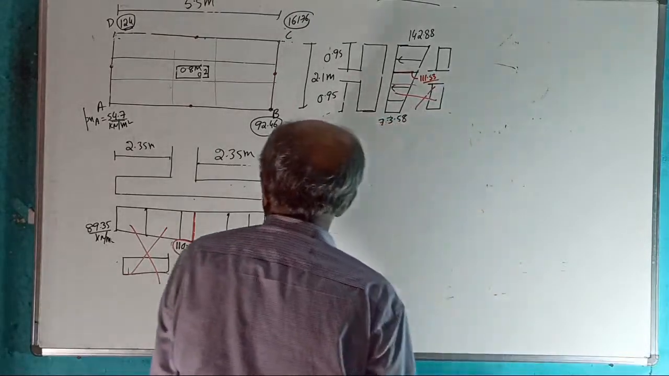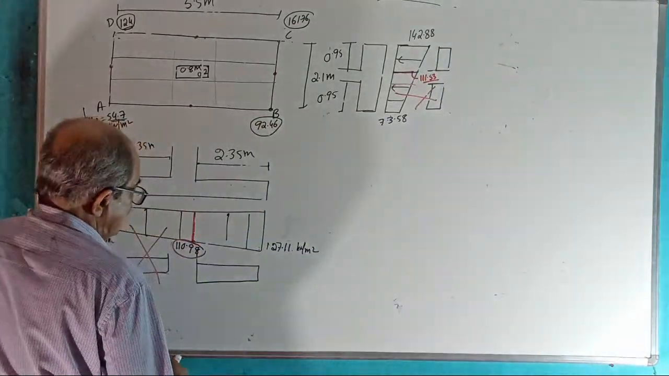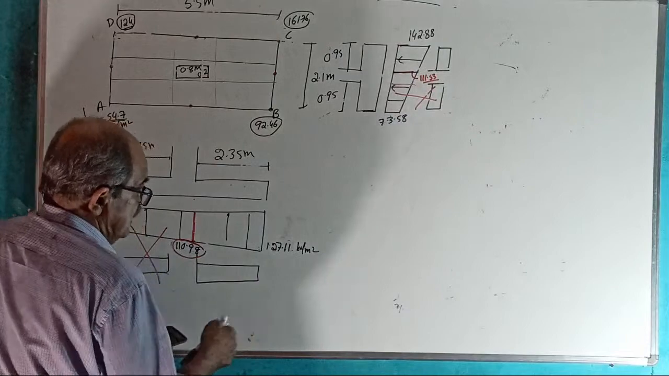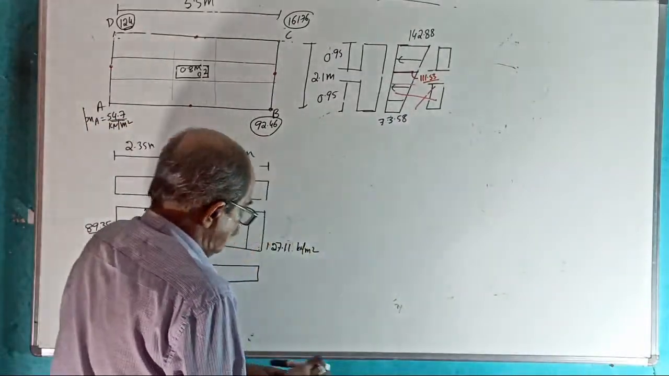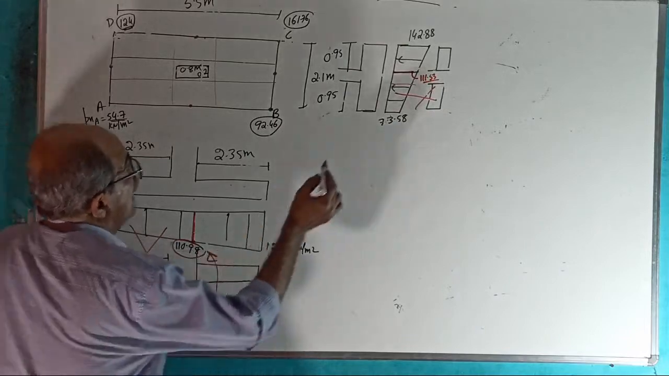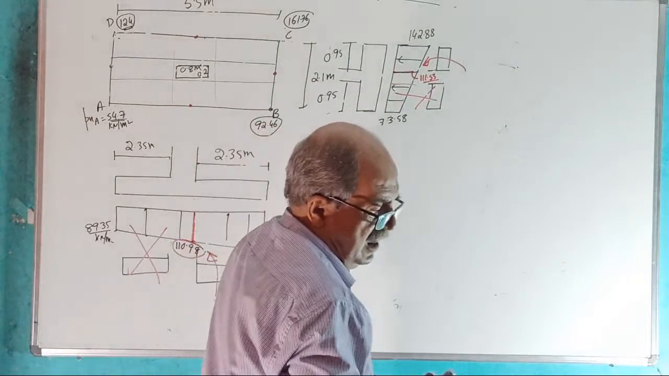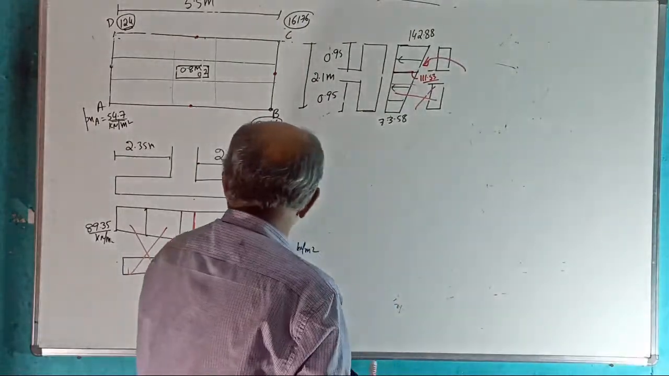Okay, now do one thing. Calculate. Now you do it. Calculate. See, I will not waste time now. Now you calculate this bending moment and calculate this bending moment. Okay, you calculate. Okay, I will give the direct answer. No time to explain.